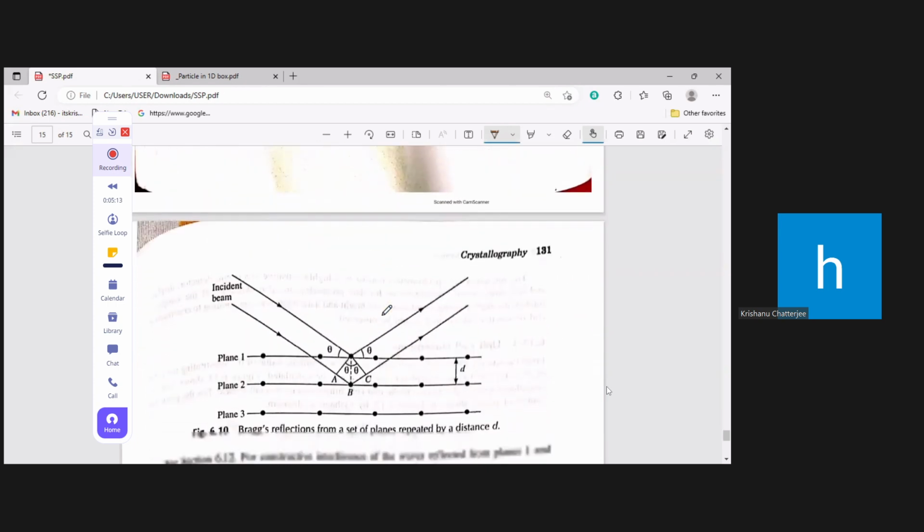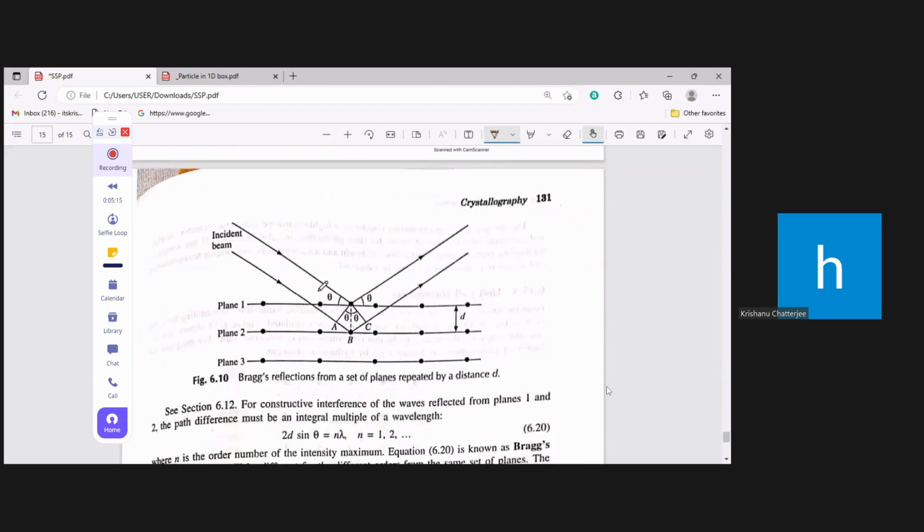See, these are the planes where the atoms are lying, these are the atoms. So, these two rays are coming, striking this atom and it is diffracted. Striking this atom, it is diffracted.